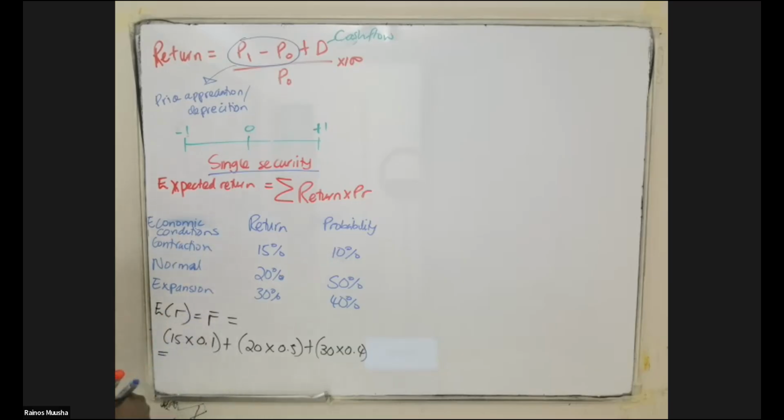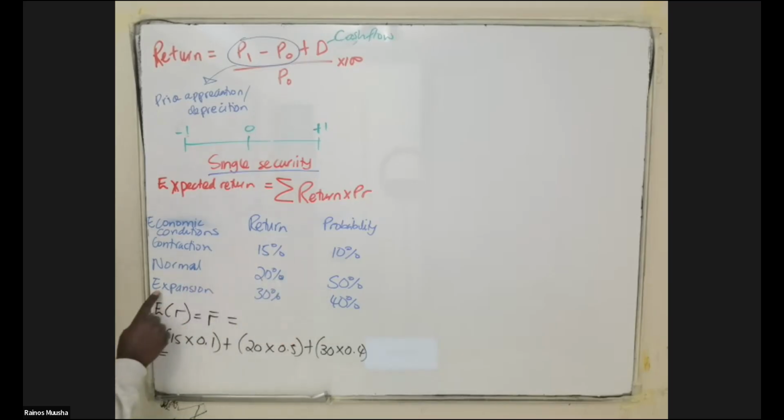So under normal circumstances, we're expecting our share to give us a return of 20%. So please do away with what I've given you before. Under normal circumstances, we are expecting our investment to give us a return of what? 20%. And the probability of us experiencing a normal condition in the economy is 50%.